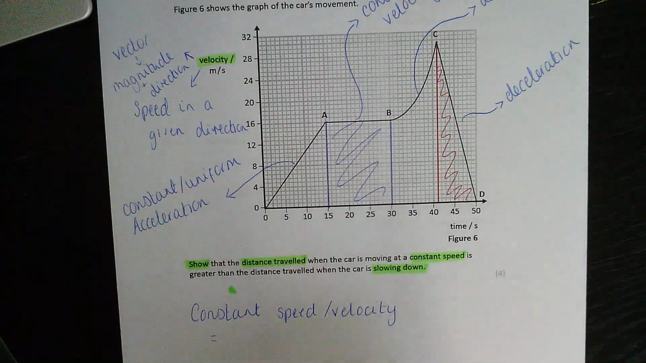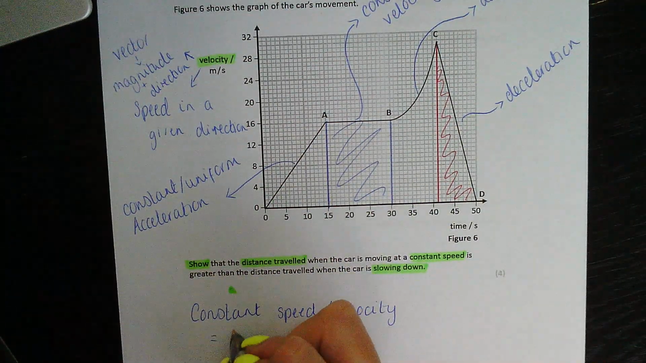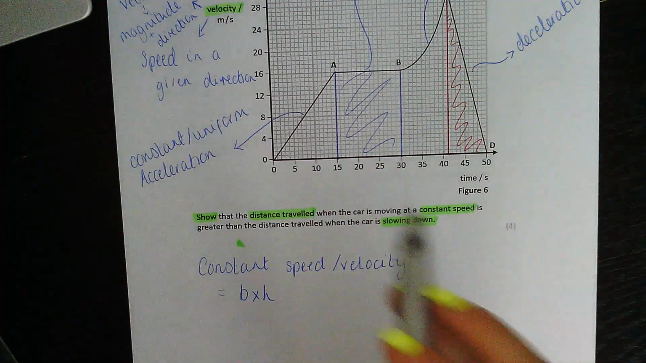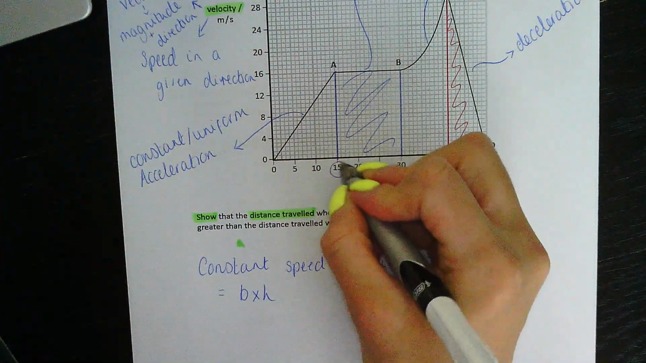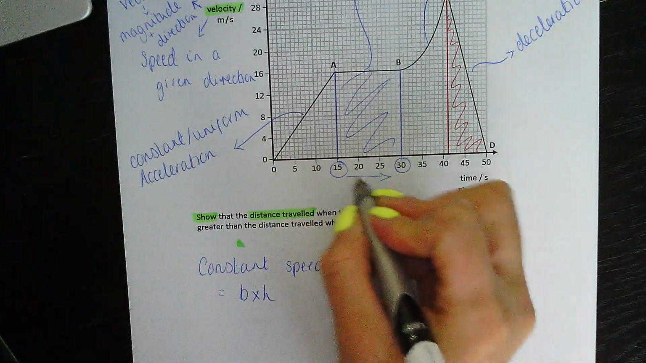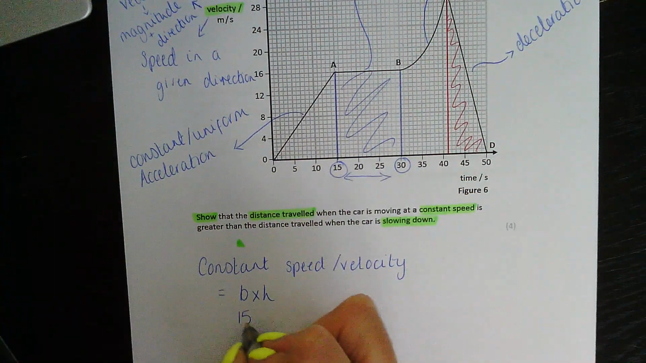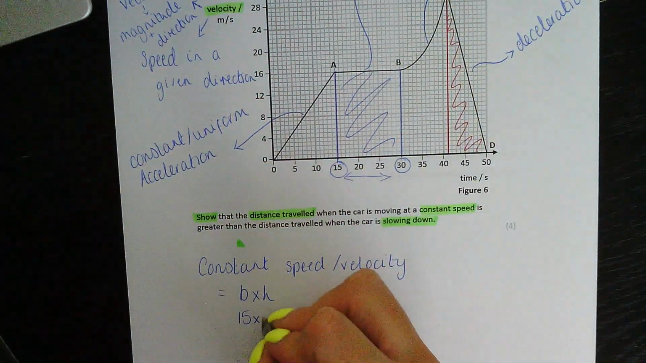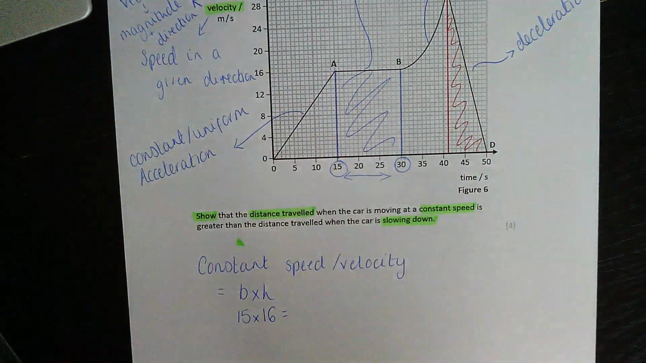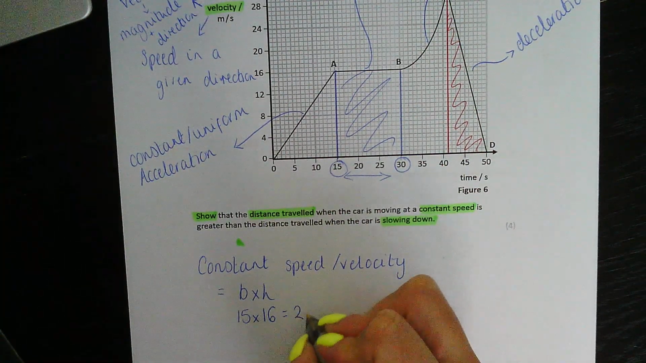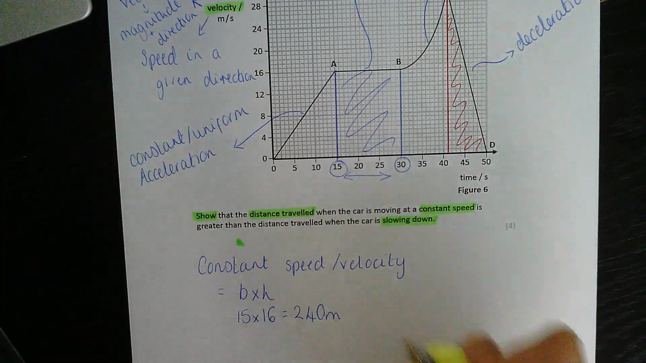Okay, so to work out the area there, I've got a rectangle. So what I'm going to do is base times height. The base in this situation goes from 15 to 30. So therefore, I've got a difference of 15. The height goes from 0 to 16. So I'm going to do 15 times 16, which will give me, put that in your calculator, 240 meters.